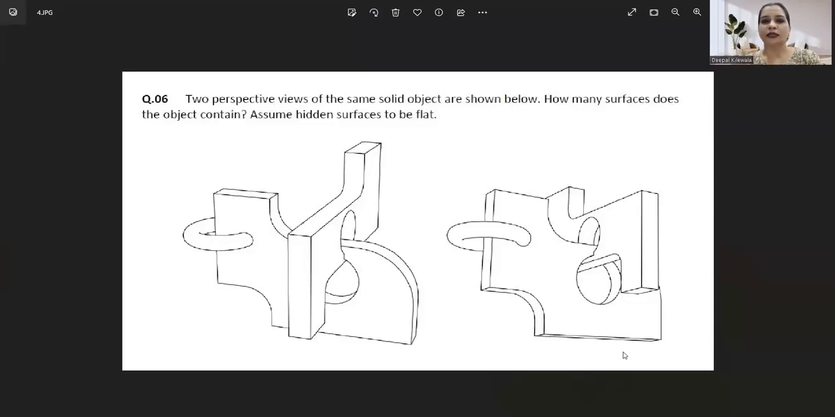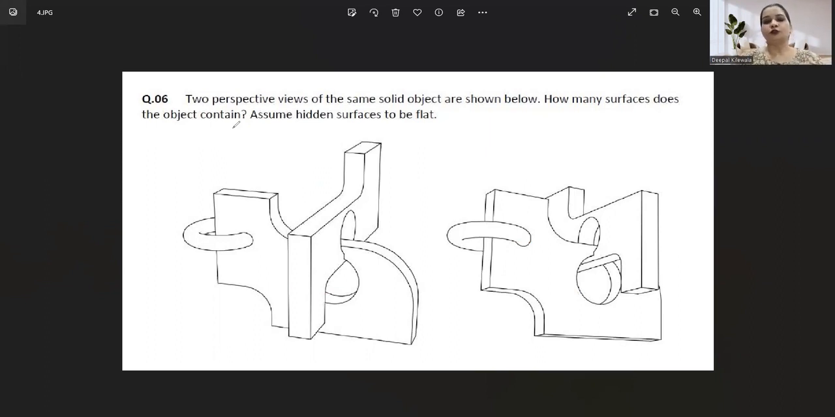So let's look at our question for today. This question is going to be a very common question in your NID, NIFT, UCEED and CEED exam. So basically two perspective views of the same solid are given below. You don't have to consider that this is one solid and this is the second solid. This is the same solid which is shown from the front and the back, okay? Now you need to count the number of surfaces which are there in this solid.